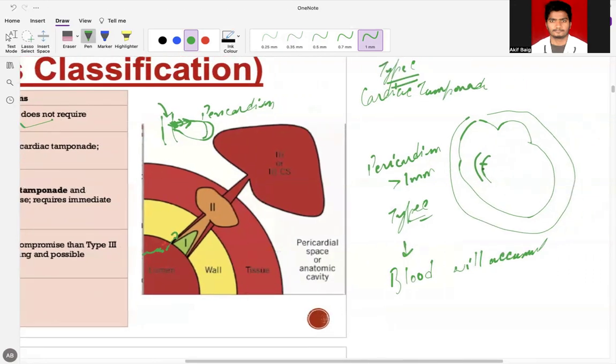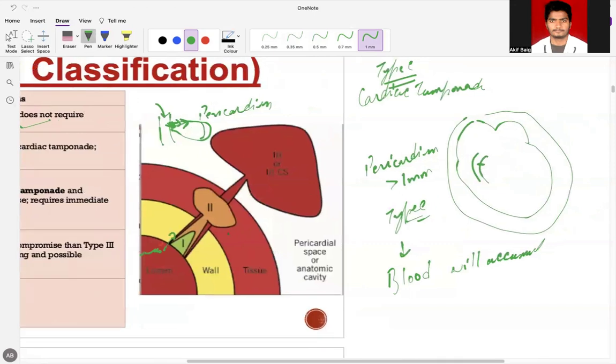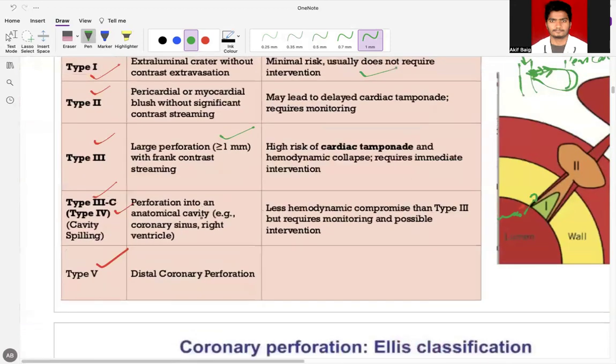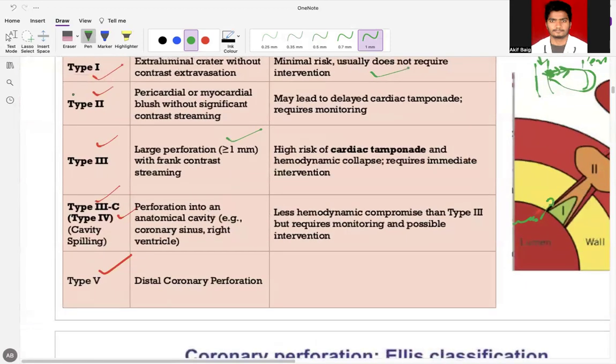Supposing the blood is leaking from the lumen into the cavity, that means right atrium or right ventricle, left atrium or left ventricle, then it is called type 4 or type 3C. 3C is nothing but 3 cavity. All of type 1 to type 4 refer to the main or mid coronary arteries, and type 5 is a distal coronary perforation, when there is perforation in the distal coronary arteries.